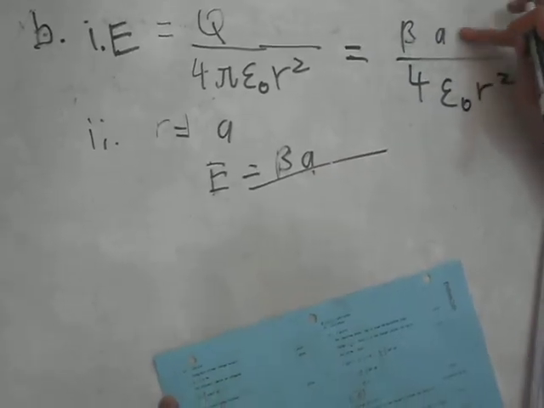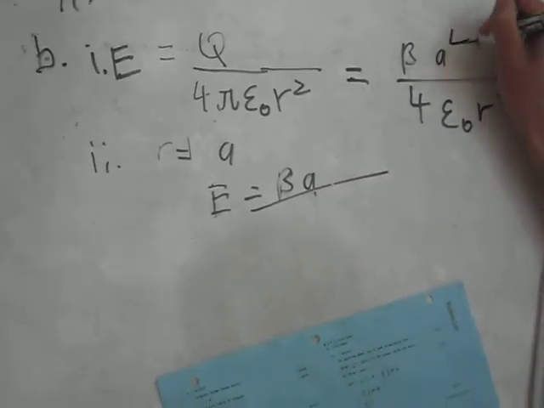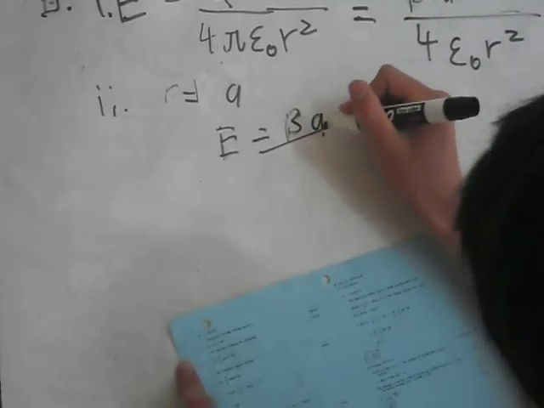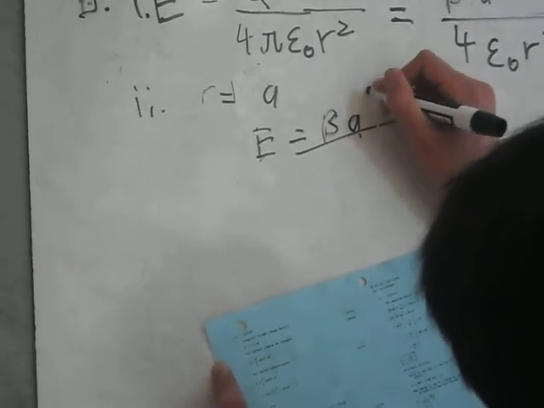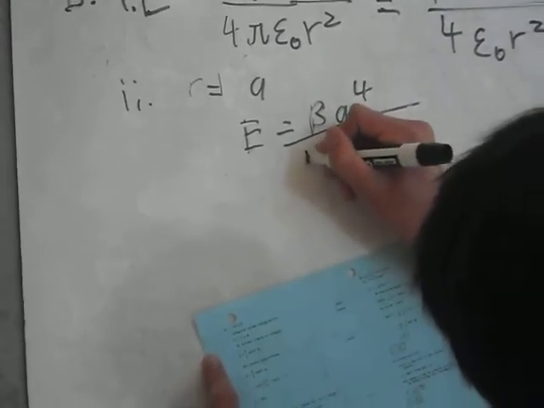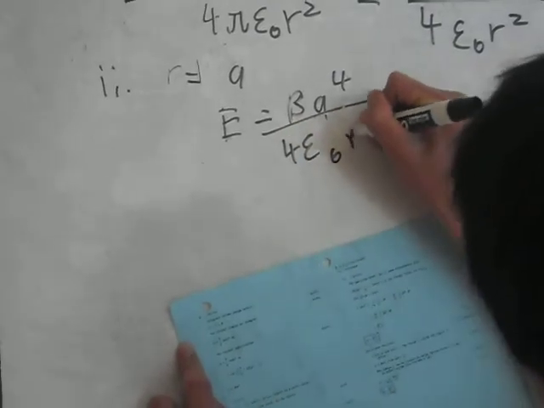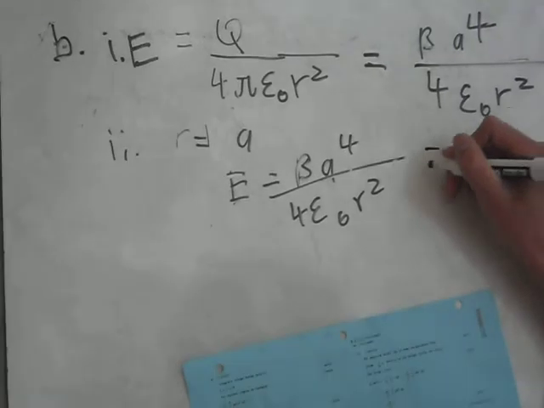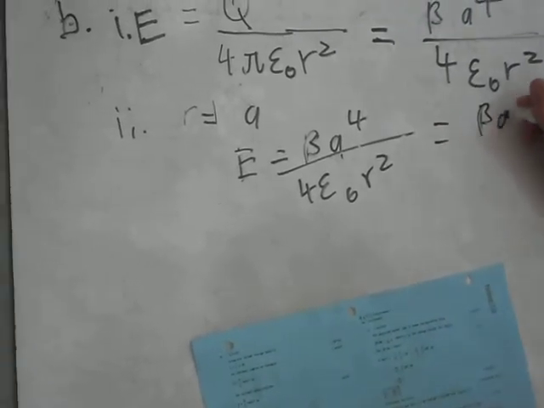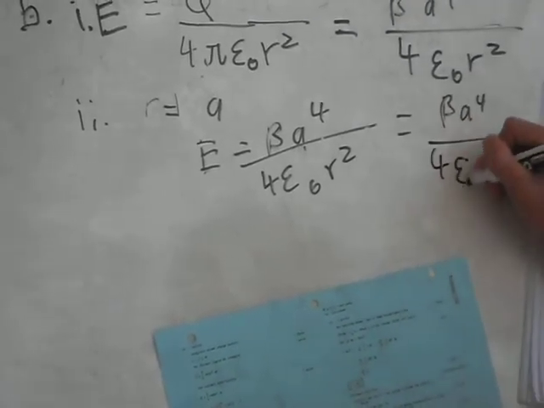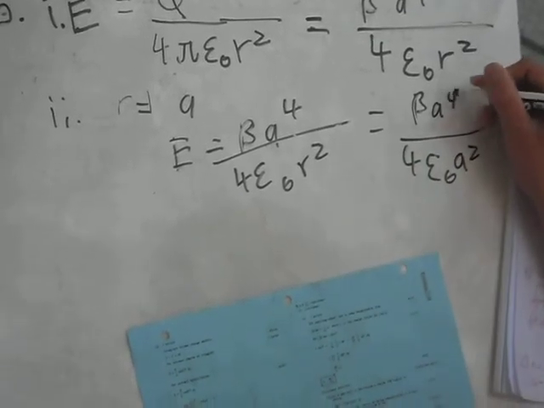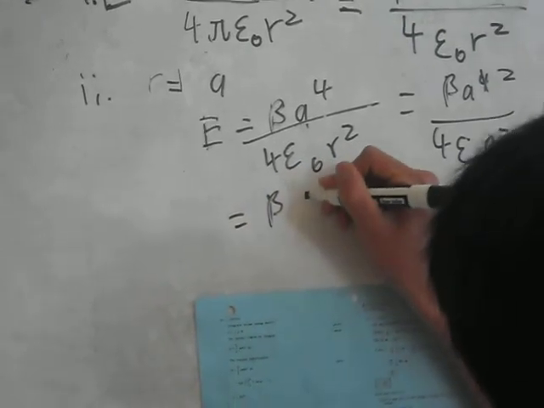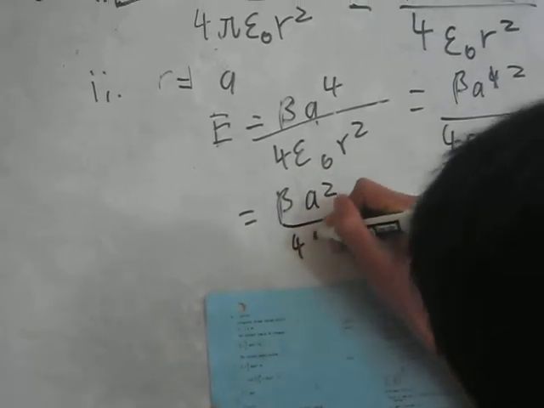Oh, for the first part, I meant A to the fourth, not A to the second. My apologies. So E is equal to beta A to the fourth over 4 epsilon naught r squared. You take the answer from the first part and just sub in A. So it equals beta A to the fourth over 4 epsilon naught A squared, and then this cancels out and becomes an A squared. So it's just equal to beta A squared over 4 epsilon naught.